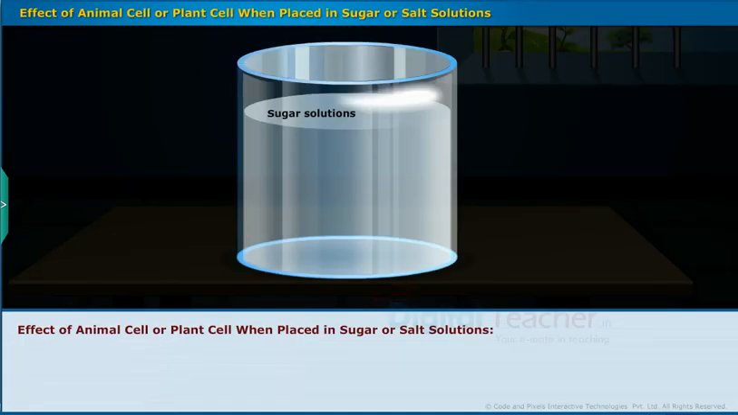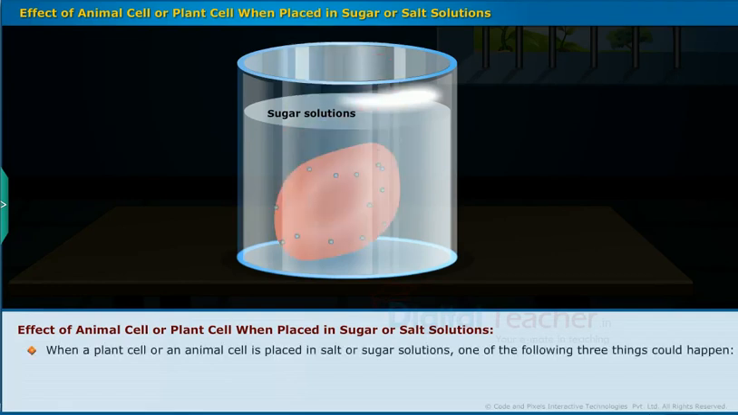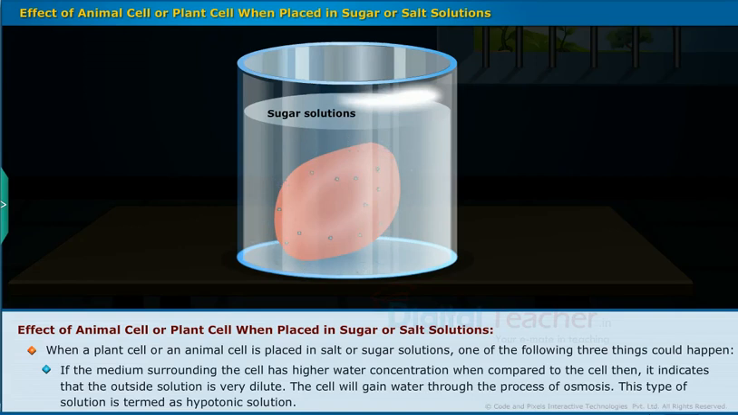Now let us study about the effect on animal cell or plant cell when placed in sugar or salt solutions. When a plant cell or an animal cell is placed in salt or sugar solution, then one of the following three things could happen. If the medium surrounding the cell has higher water concentration when compared to the cell, then it indicates that the outside solution is very dilute. The cell will gain water through the process of osmosis. This type of solution is termed as hypotonic solution.